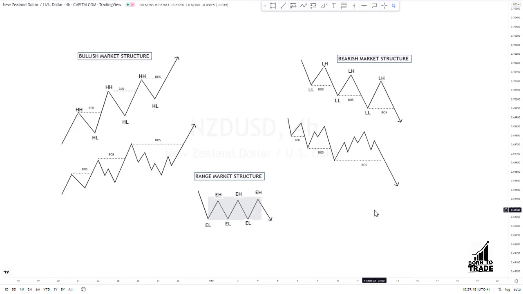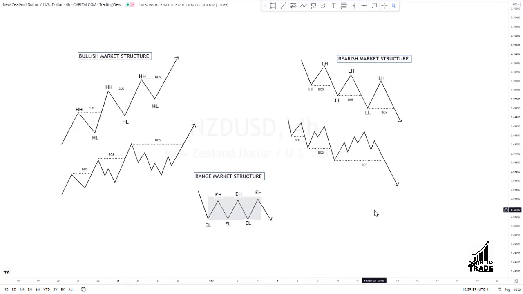Market structure is going to help you predict the next direction of the market. When you understand how to read market structure the right way, it's going to help you predict the direction of the market. It helps you know when to trade and when to avoid the market. It's going to help you know your profit targets and where to place your stop loss. It's going to help you trade with confidence, boost your confidence, and help you hold your trades longer.